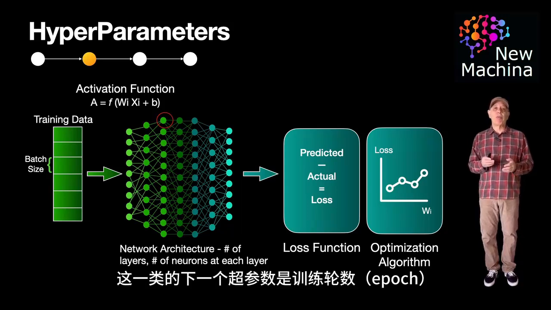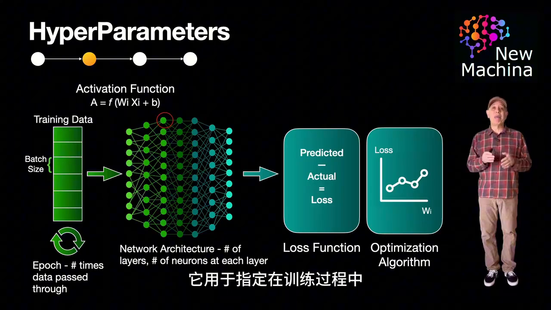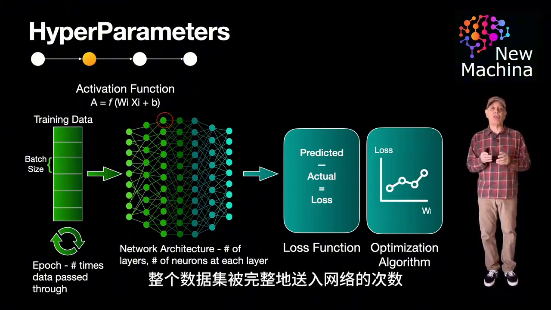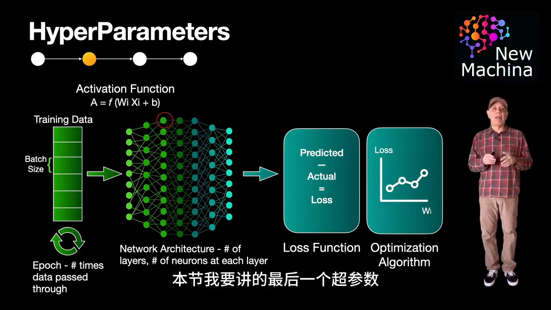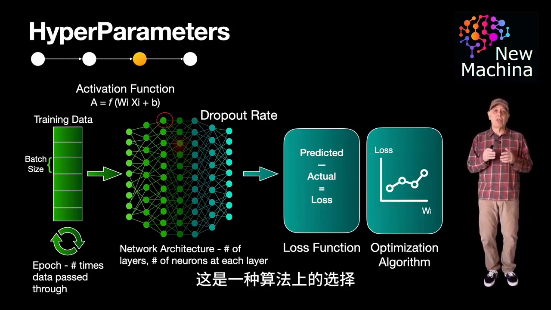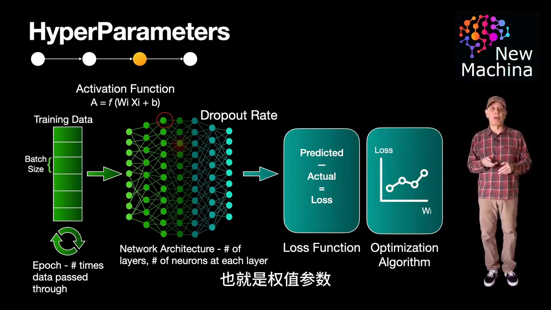The next hyperparameter in this category is the number of epochs. Epochs specify how many times during training the entire data set is passed through the network. The last hyperparameter I'm covering influencing training is the optimizer. This algorithm decision determines how the training process will update the weights of the network.